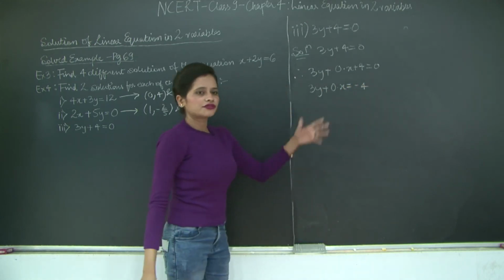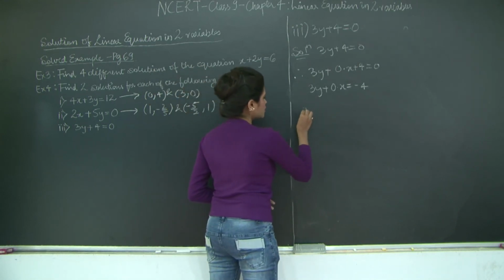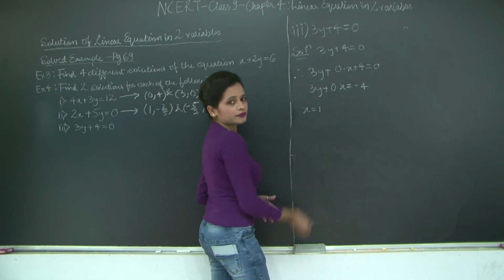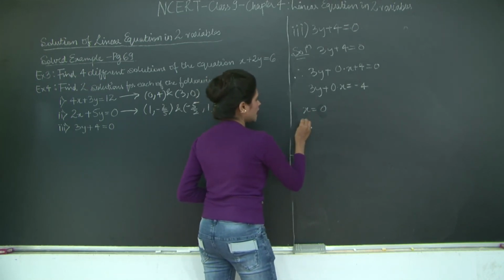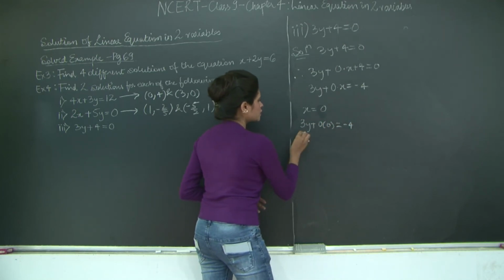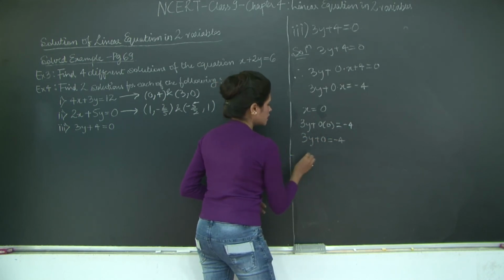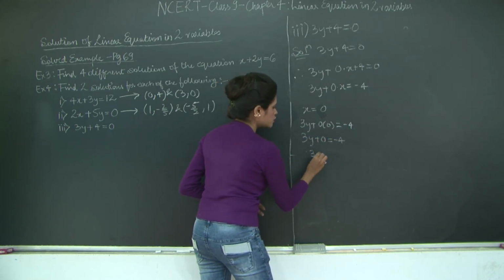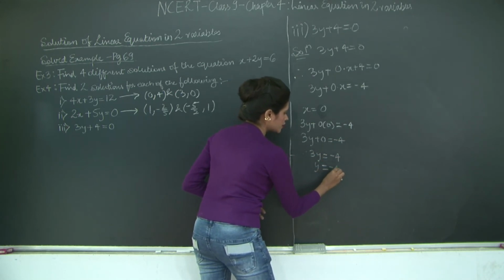Now let's substitute different values for x and see what we get as an answer. If I substitute, let's say x is equal to 1, what do I get? Oh, we'll start with the traditional method, x is equal to 0. I get 3y plus 0 into 0 is equal to minus 4. So 3y plus 0 is equal to minus 4. Therefore, 3y is equal to minus 4 and y is equal to minus 4 upon 3.